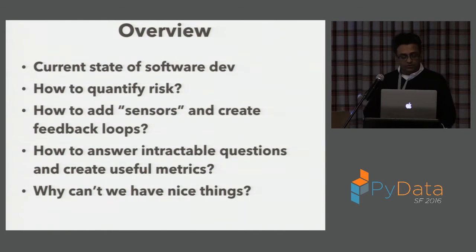And the idea is, can we use it to predict things? And so how do we do this? And the why can't we have nice things is because the software always seems easy when you start, and then when you're close to delivery, it seems impossibly hard. And this has not gone away.